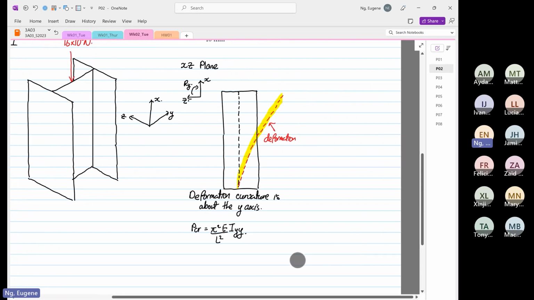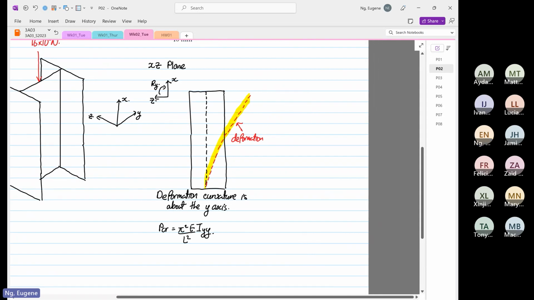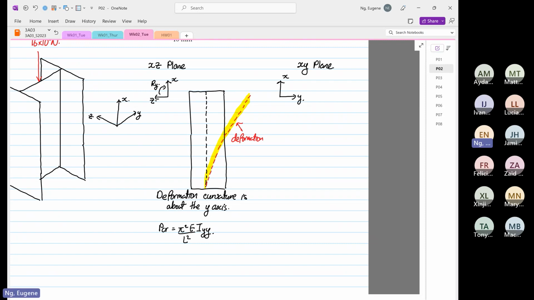Now, the next possibility that this structure can buckle is about the XY plane. So now we look at the XY plane. Now I'm going to construct the XY plane. This is my X, and this is my Y, and over here, this is my rotation about Z. Now if I was to sketch the structure out, I'm going to sketch it out.